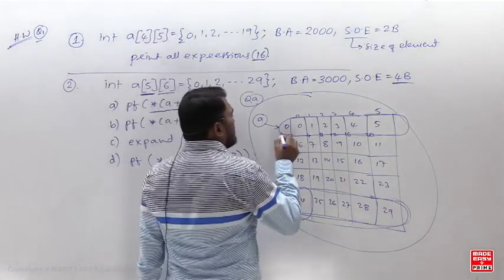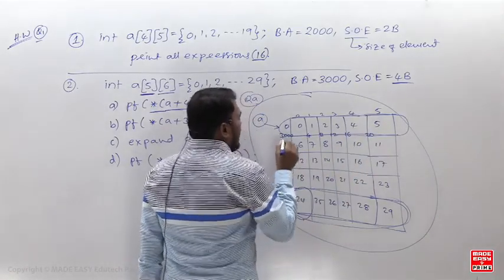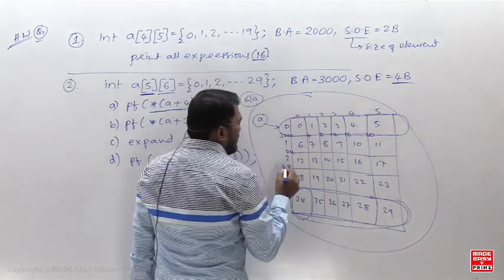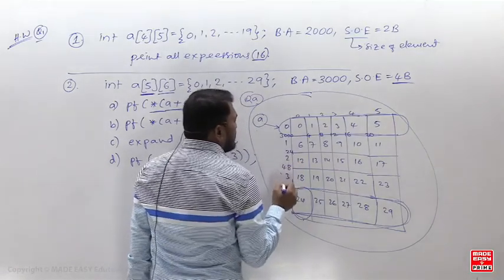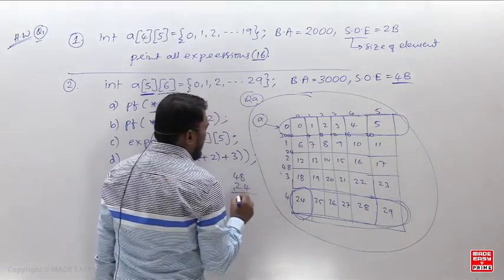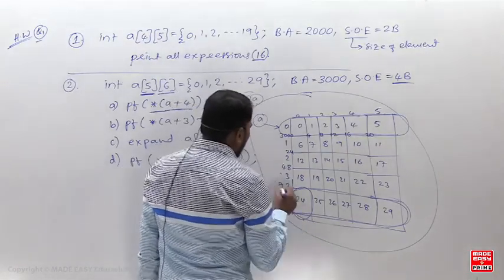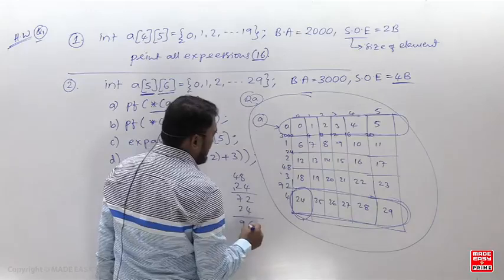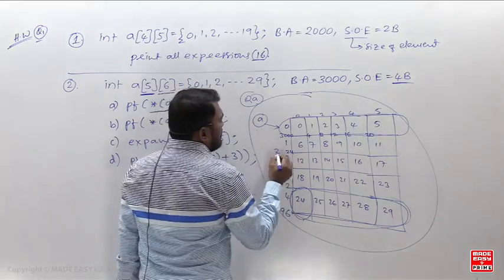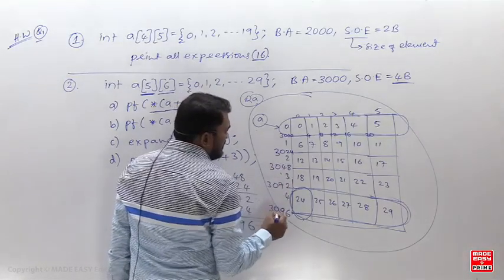So next, this is 3000. From 3000, it goes up to 23, and this starts from 24. What will be next? Add 24. Add 24, the next will be 48. Again add 24: 48 plus 24, I think this is 72. Next add 24, so that is 96. So that means 3024, and this is 3048, and this 3072, and 3096.